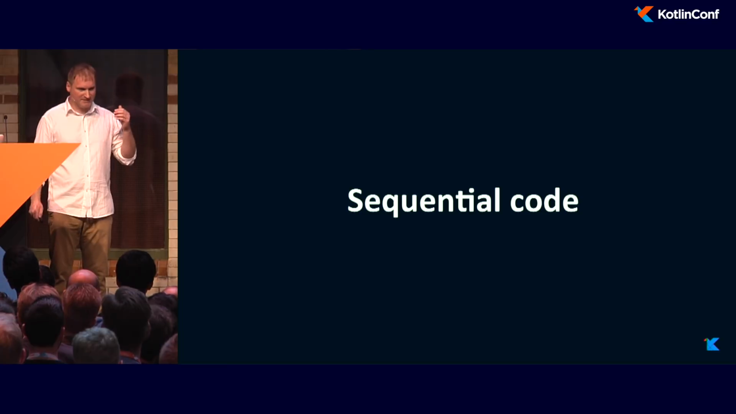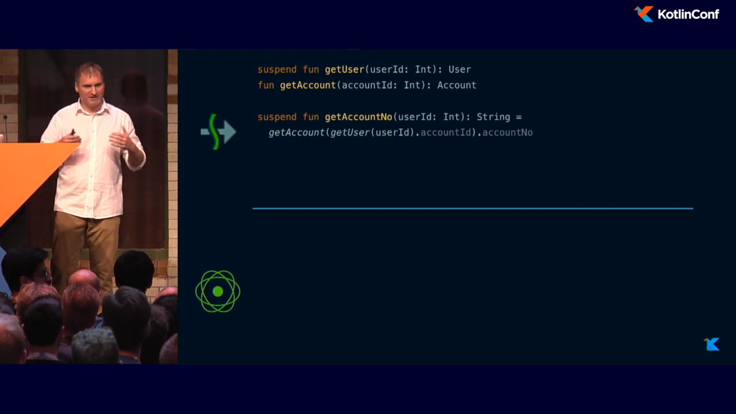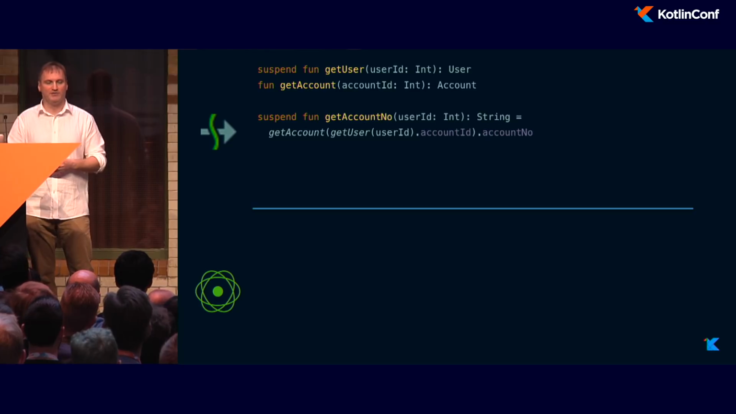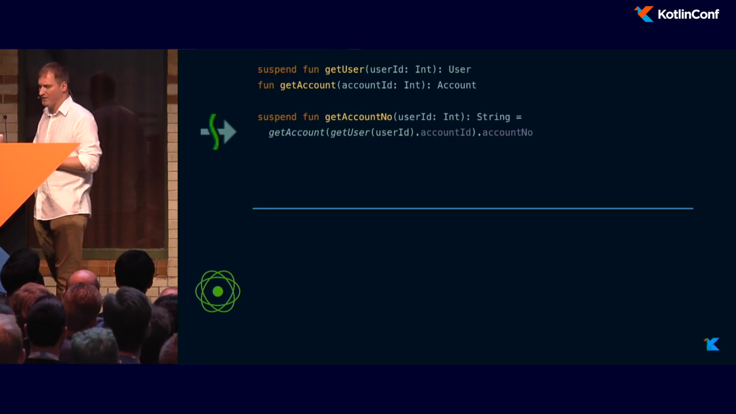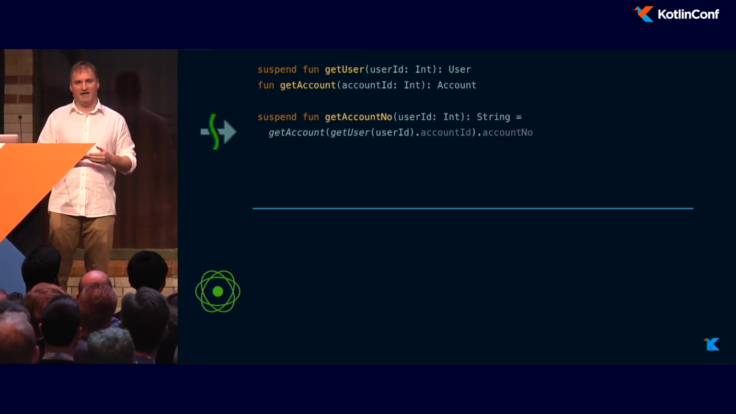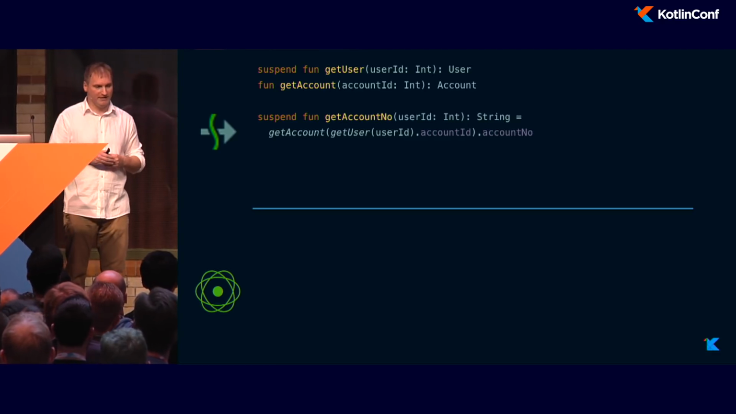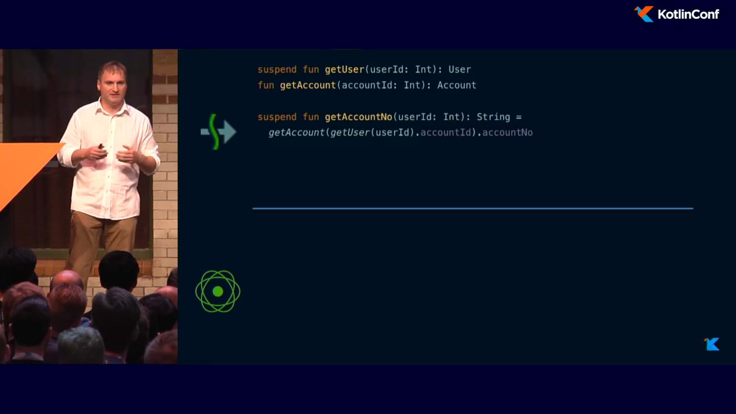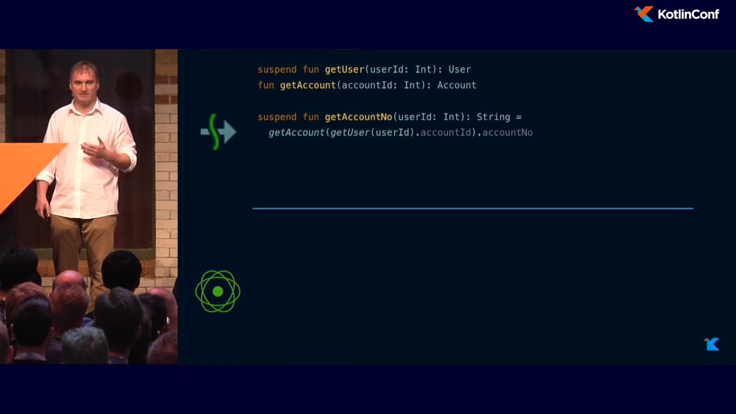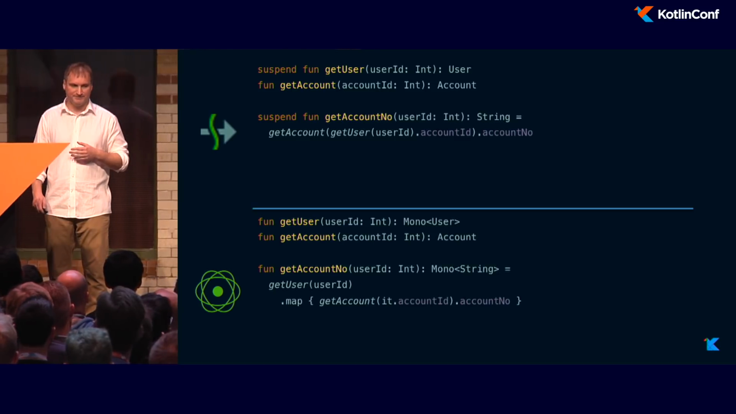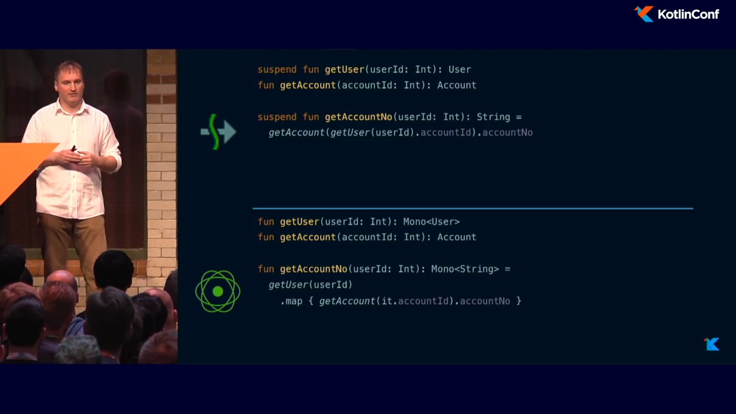So let's start with some sequential code. This is where coroutines actually shine, so I want to put it at the beginning. With sequential code, let's suppose you have a function which gets a user. It's an asynchronous function, so in the case of coroutines, it's a suspending function. And there is a second function that gets an account. It's a blocking function. And the parameters are either the user ID or the account ID. If you want to create a function which returns an account number for a user with a particular ID, it's very obvious. We just call one function and use the result of it as the input to the other.